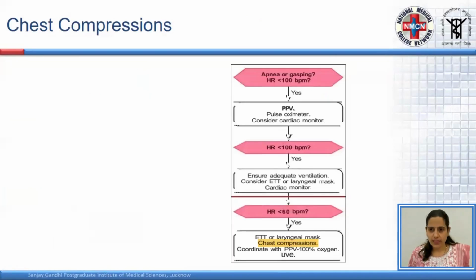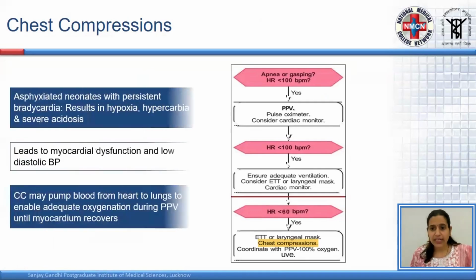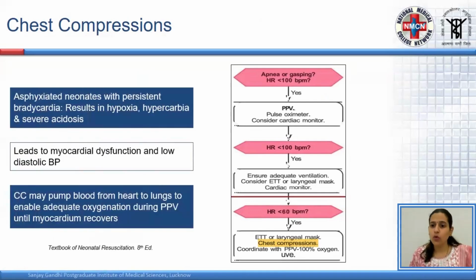Coming on to chest compression. Although most of the babies respond to effective positive pressure ventilation, in case the baby does not respond to positive pressure ventilations that move the chest for at least 60 seconds, they may go on to require chest compressions if you still find that the heart rate is less than 60 beats per minute, despite providing them with effective PPV.